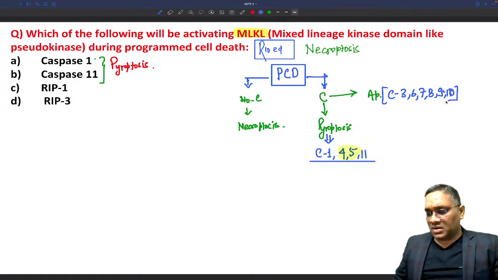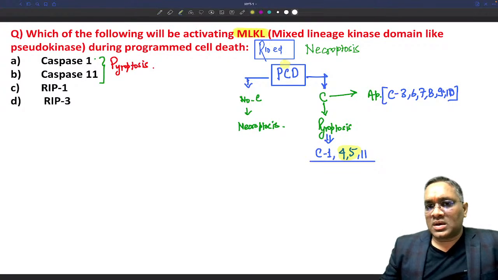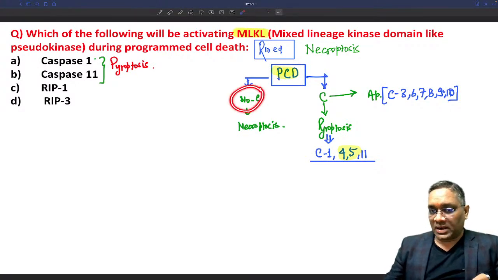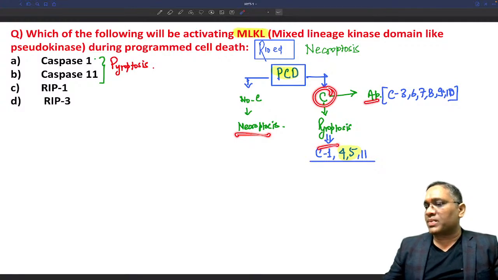So all these are associated with apoptosis, right? That is the point you have to remember. Again, I will repeat: whenever somebody is saying programmed cell death, there are two possibilities: either there is no caspase involvement, in which case it is necroptosis, or there is a caspase, in which case it is apoptosis or pyroptosis.